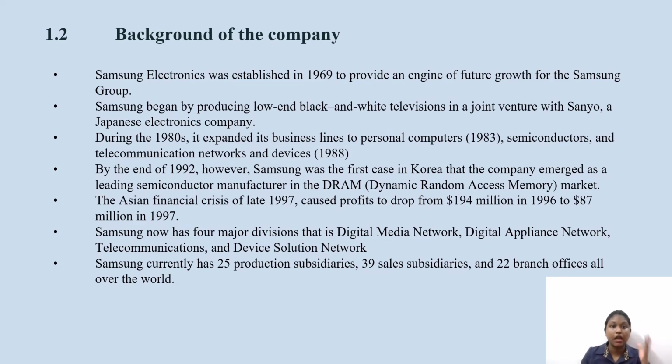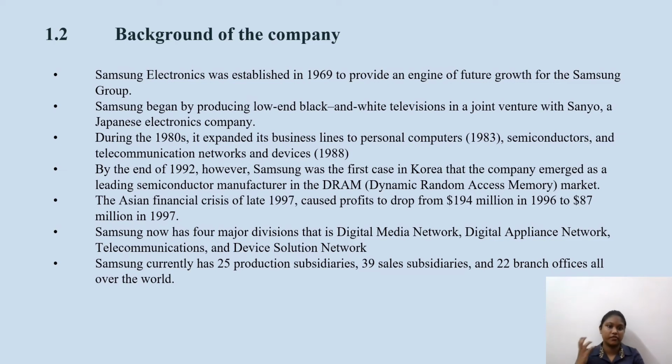During the 1980s, it expanded its business lines to personal computers in 1983, and semiconductors and telecommunication networks and devices in 1988. By the end of 1992, however, Samsung was the first case in Korea that the company emerged as the leading semiconductor manufacturer in the dynamic random access memory market.